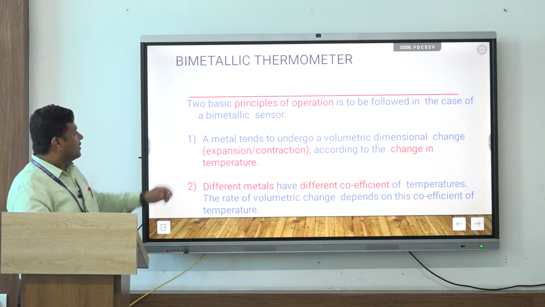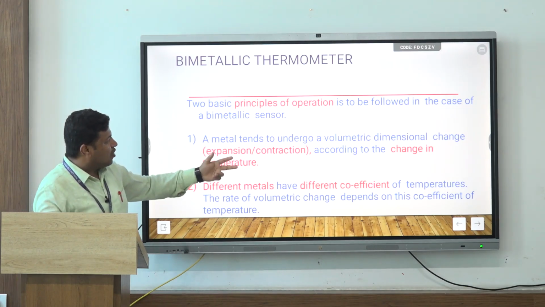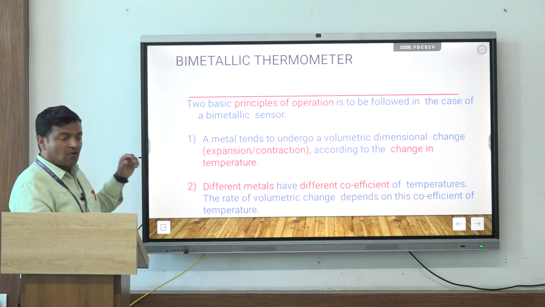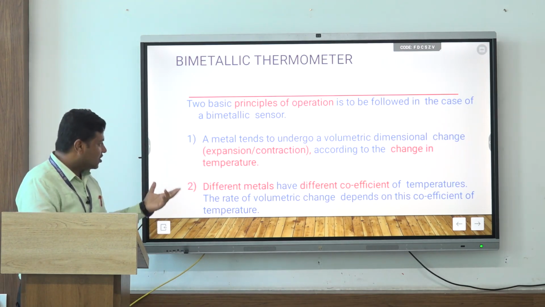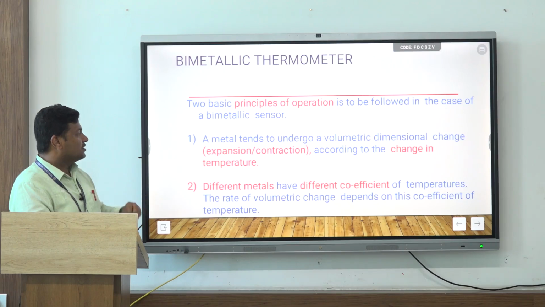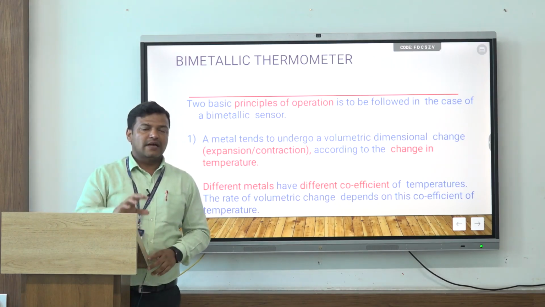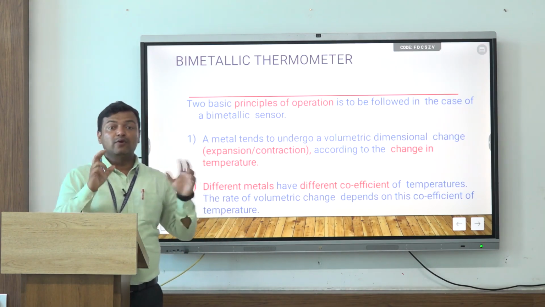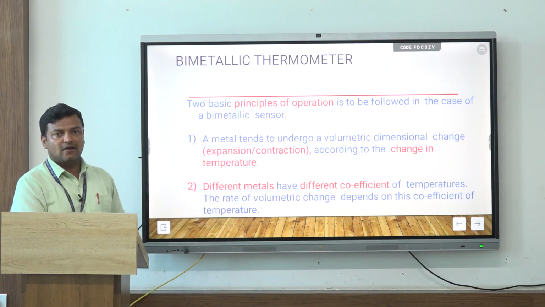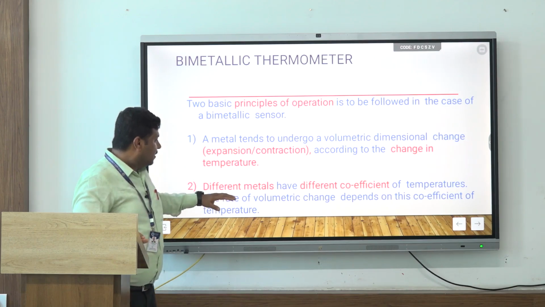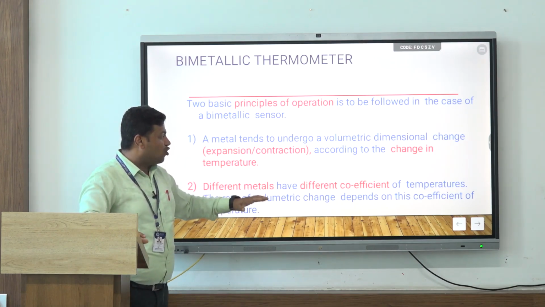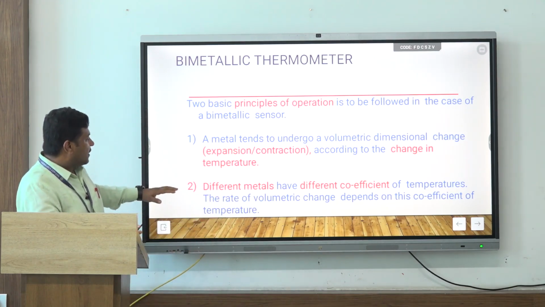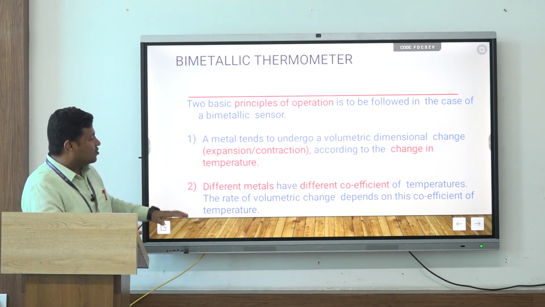Next, there are two basic principles. The metal tends to undergo a volumetric dimensional change, called expansion or contraction, according to the change in temperature. Once the equipment gains temperature, it will expand. When it loses temperature, it will contract. Different metals have different coefficients of expansion. The rate of volumetric change depends on this coefficient.